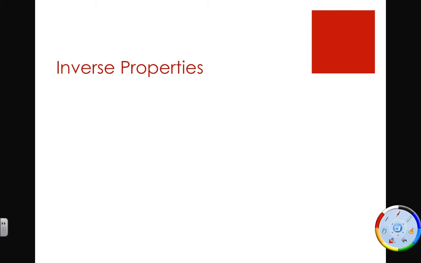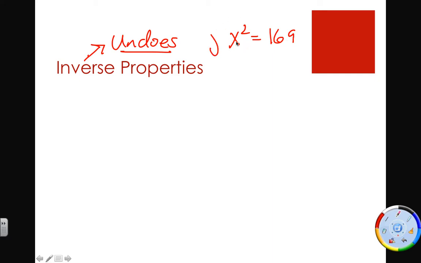The other property we're going to be using is the inverse property. And basically, you have to remember what inverse means. Inverse means undoes. Basically, in our sense, they undo each other. Like if I said x squared equals 169, you should know to square root both sides because it undoes the x squared.